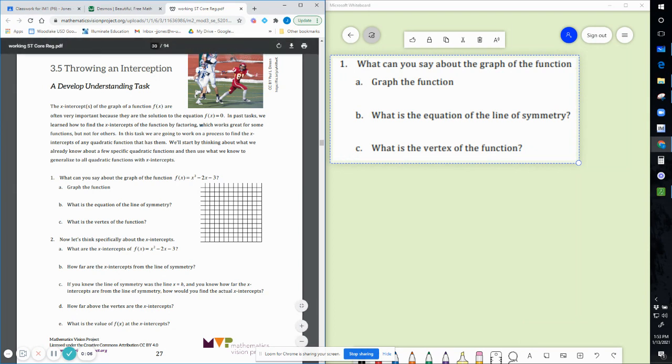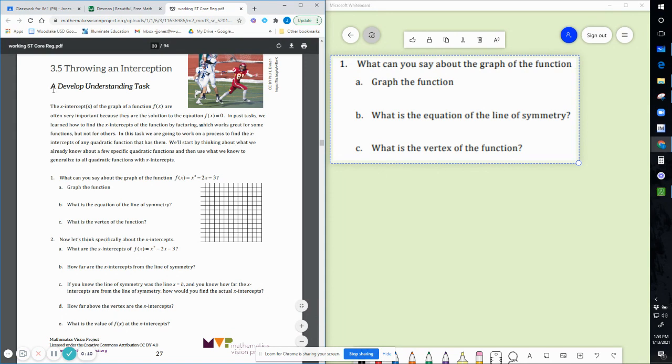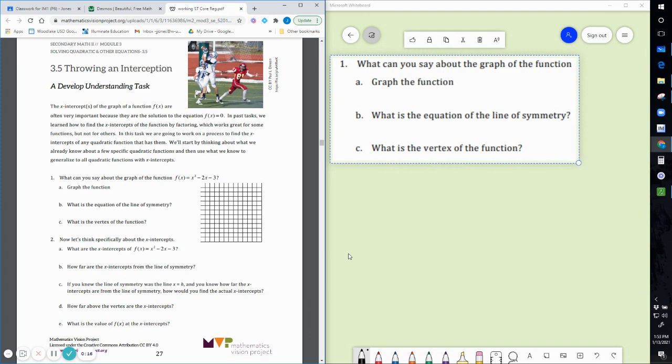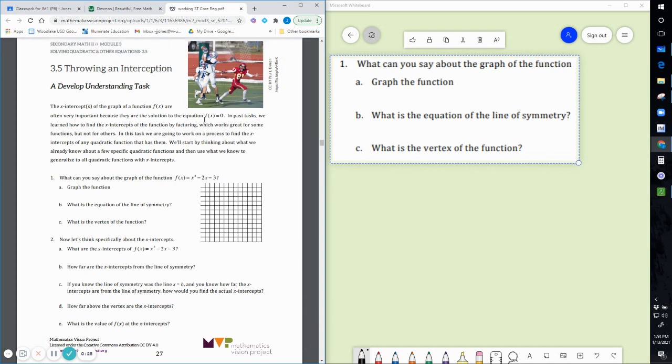Today we're going to get ready to go into the math, and we're going to do task 3.5, Throwing an Interception. It's a develop understanding task, which means we're going to learn something brand new. I like that it's called throwing an interception because right now is football season, and we are in playoffs. We just watched the college football championship, Roll Tide. And so it's kind of an appropriate title to the task.